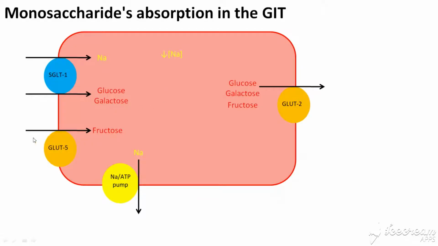Fructose is directly going to be absorbed by facilitated diffusion by a GLUT5 transporter. So fructose is going to move from high concentration inside the GIT lumen into the enterocytes. The last step is going to be the transportation of glucose, galactose, and fructose from the enterocyte into the portal circulation, or into the blood. And this is going to be achieved by a GLUT2 transporter.